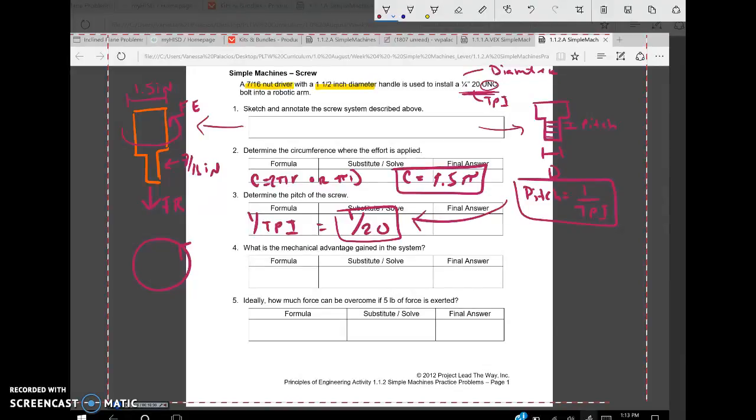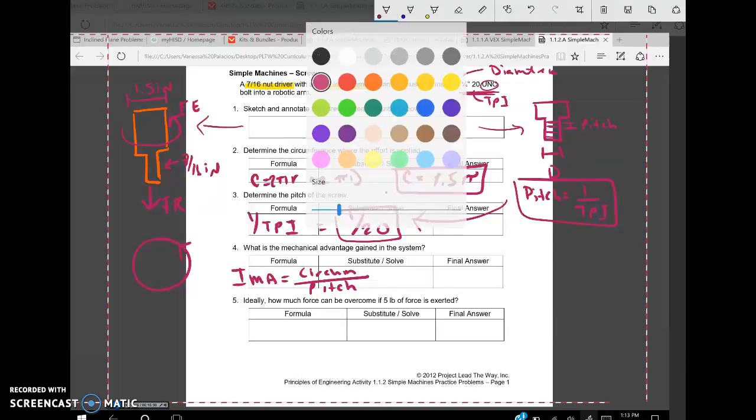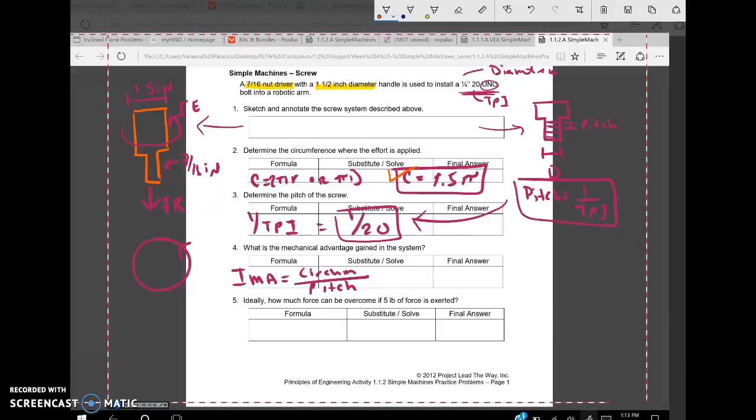What is the mechanical advantage gained in the system? Another one of our formulas is IMA is equal to the circumference of the effort force divided by the pitch. And we've already determined our circumference, and we've already calculated our pitch, so we just need to plug those numbers in. Pi divided by 1 over 20. So if you do the math, you come out with 94.2 for your IMA.